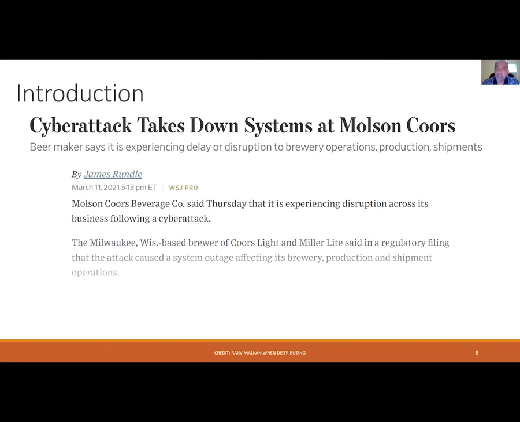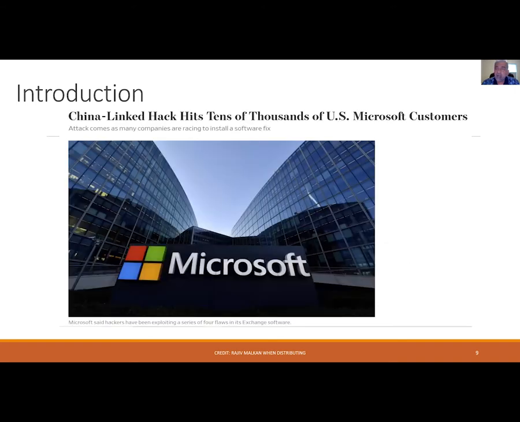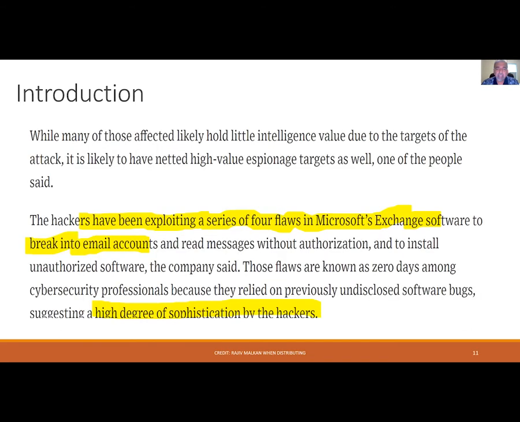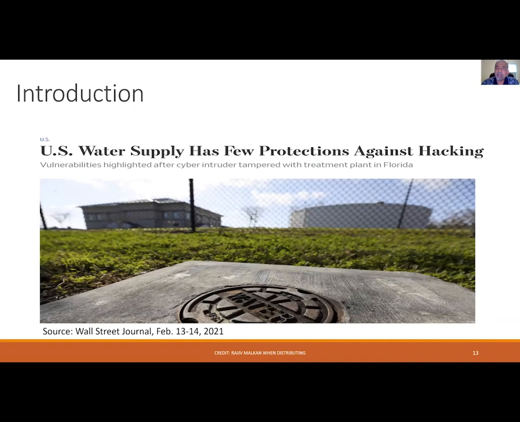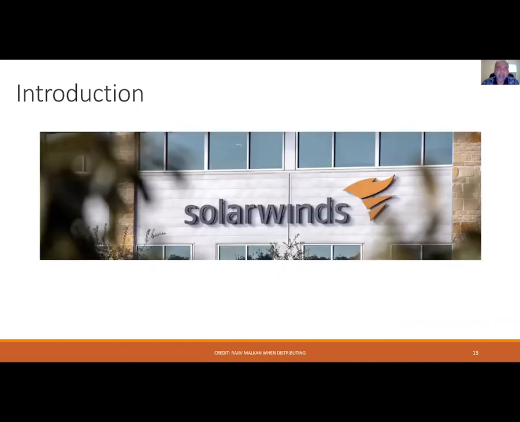Molson Coors beer was out for a long time. In March, we already know about the Microsoft hack. There was a software hack of the Exchange server, where four flaws in Microsoft Exchange servers were found, and almost 250,000 accounts were compromised. A lot of people may not know that Colonial Pipeline was out in February and March for almost a week. Our water supply has been hacked in Florida. So a lot of things are happening out there.